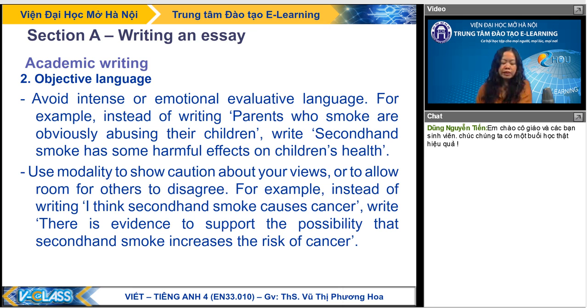Use modality to show caution about the views or to allow room for others to disagree. For example, instead of writing, I think secondhand smoke causes cancer, you should write, there is evidence to support the possibility that secondhand smoke increases the risk of cancer.